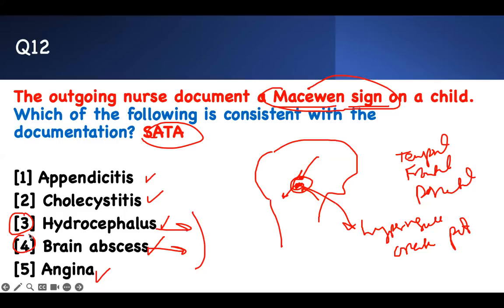Or brain abscess. So for Macewen sign, you tap at the temporal area, where the frontal bone, the temporal bone, and the parietal bone join together. When you tap it, you hear a hyper-resonant, cracking sound, and that is the indication of hydrocephalus and brain abscess. That's my bonus question for you if you never heard it before.